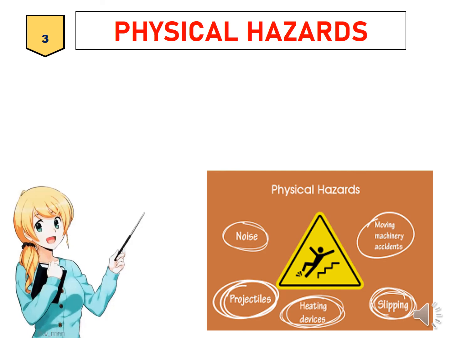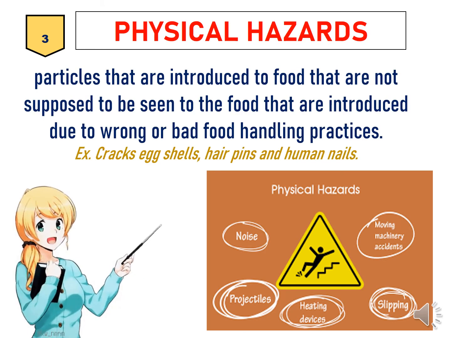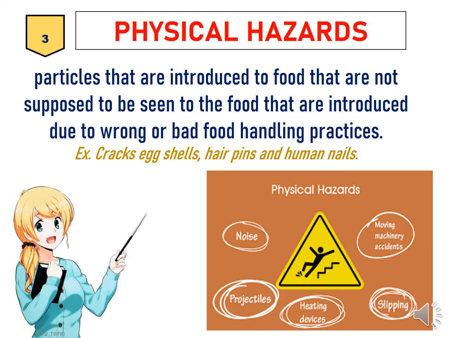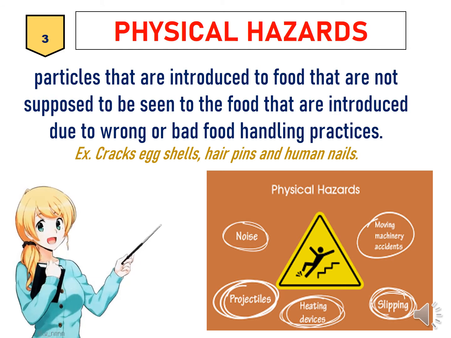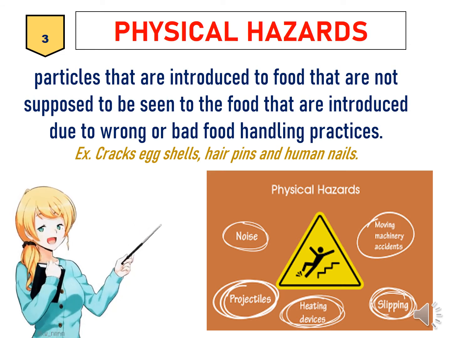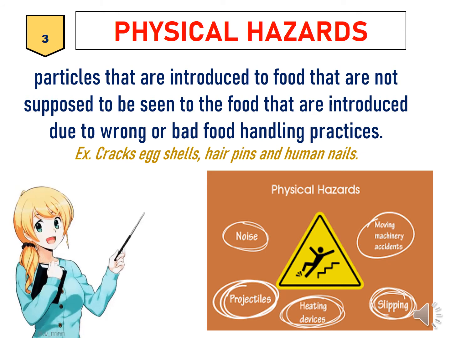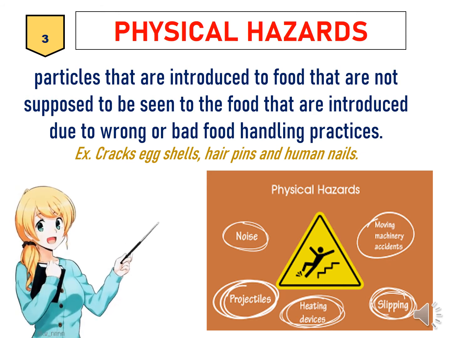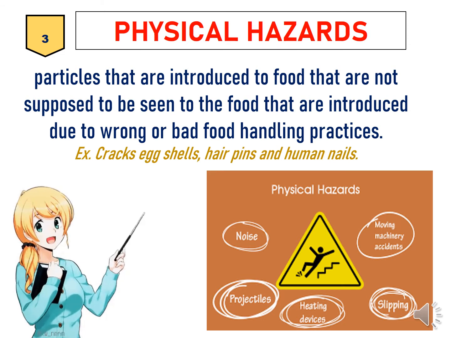Number 3 is physical hazard. It occurs when particles that are not supposed to be seen in the food are introduced due to wrong or bad food handling practices. Examples po niyan is cracked eggshells. Nagprito ka ng itlog, then hindi maayos yung pagkakakrack mo, pumatak po yung eggshells doon sa itlog na piniprito. So that is a physical hazard na already.